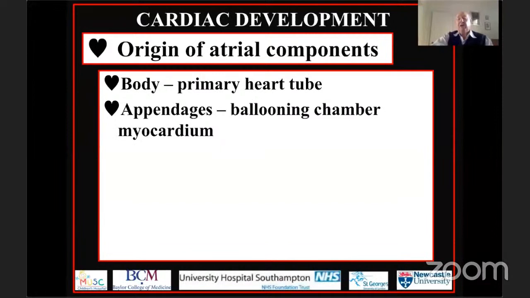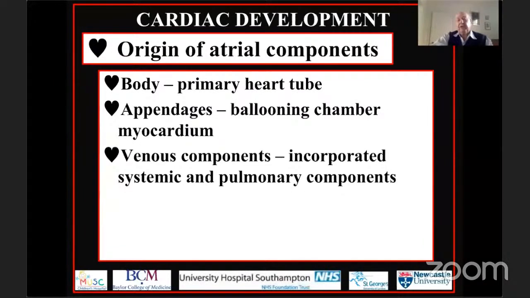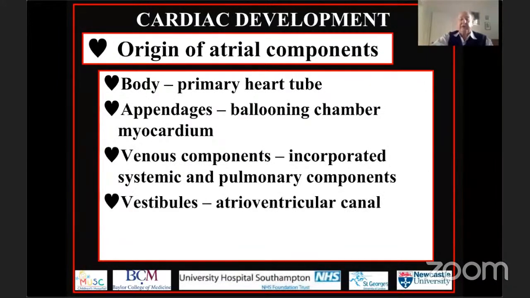The appendages are the ballooning components. They are chamber myocardium, and that is why it is the pectinated components of that chamber myocardium in the postnatal heart, according to their extent, that permit us to distinguish what is morphologically right as opposed to what is morphologically left. The venous components are incorporated into the atrium eventually, the systemic venous component from the systemic venous tributaries, the pulmonary vein by canalization of that midline pharyngeal strand.